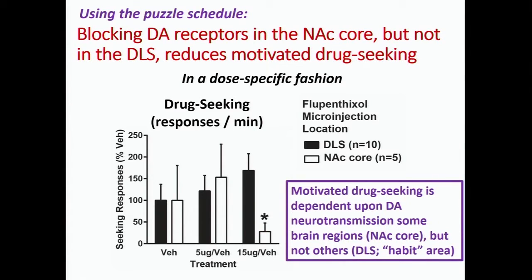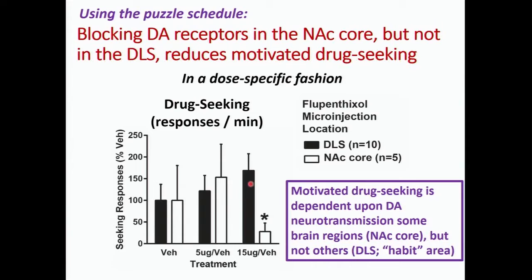So what this is suggesting is that motivated drug seeking seems to be dependent on dopamine neurotransmission in some brain areas, the ventral striatum, the nucleus accumbens core, but not in other brain regions, such as the dorsolateral striatum, that's important for habit. So we're not blocking habits because the rats are not habitually responding. They have to solve a new puzzle every day. It's not automatic. We're blocking drug seeking by injecting this drug into the accumbens, because the accumbens is responsible for motivated behavior. Does this make sense?